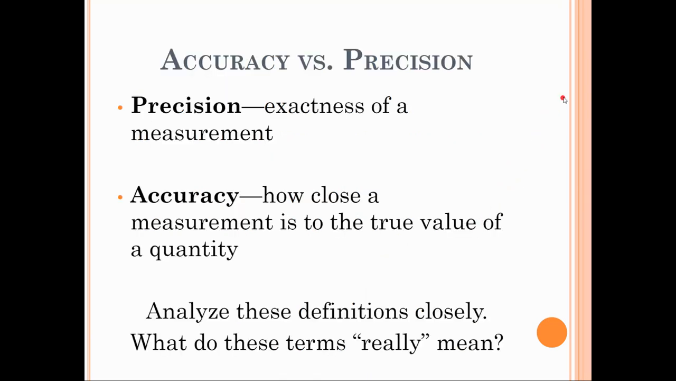All right, a couple of vocab terms. The difference in accuracy versus precision, okay? Precision is the exactness of a measurement. Accuracy is how close a measurement is to the true value of a quantity, right? So precision, exactness of a measurement. Accuracy is how close a measurement is to the true value of a quantity.